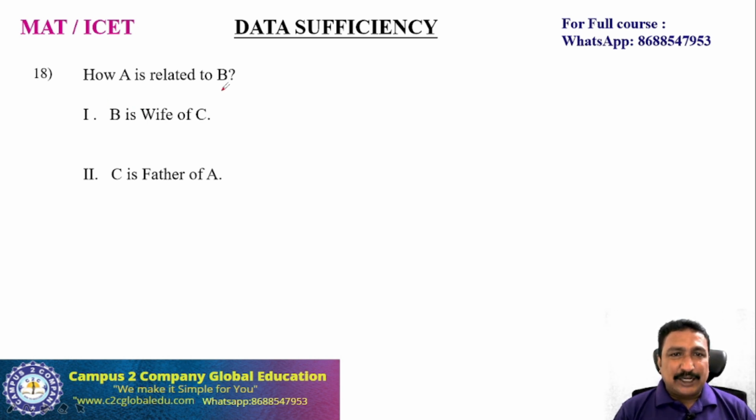How is A related to B? This is a blood relation question. Whenever it asks how A is related to B, we should give a particular relation. We should not give different relations. We should always give a particular relation.